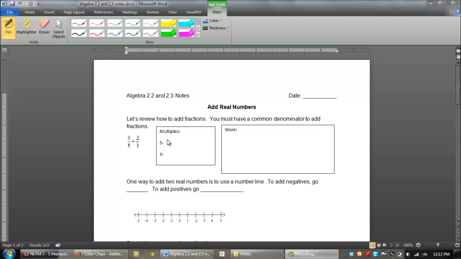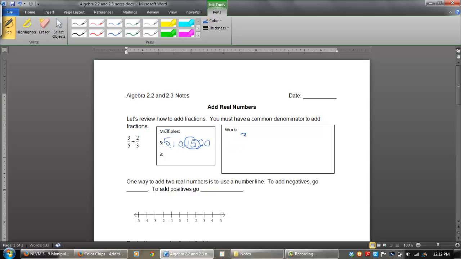Our denominators are 5 and 3. We need to find a common denominator between those two, and in order to do that, what you can do is list out multiples of 5. Let's start with that. So we have 5, 10, 15, and then we have 20. And what I want you to recognize is that the 15 is also a multiple of 3. If we were to carry out the multiples of 3, we would get 15. So 15 is the common denominator for this fraction.